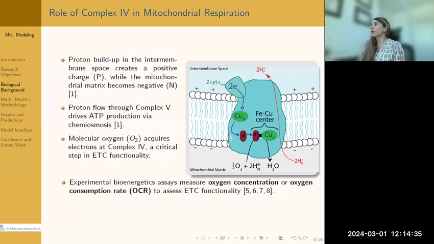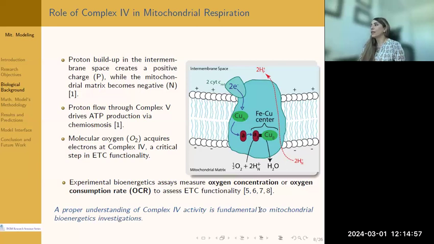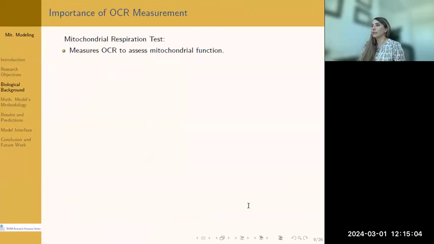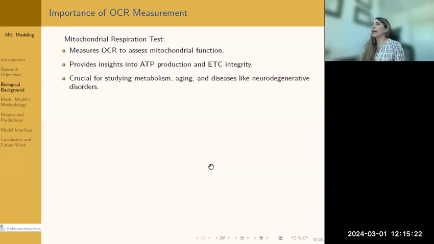Additionally, molecular oxygen acquires electrons at complex 4, which is a critical step in ETC functionality. So experimental bioenergetic assays measure oxygen consumption rate, or OCR, to assess ETC functionality. It means that a proper understanding of complex 4 activity is fundamental to mitochondrial bioenergetic investigation. The mitochondrial respiration test is to measure OCR, providing insight into ATP production and ETC integrity. It is crucial for studying metabolism, aging, and diseases like neurodegenerative disorders.